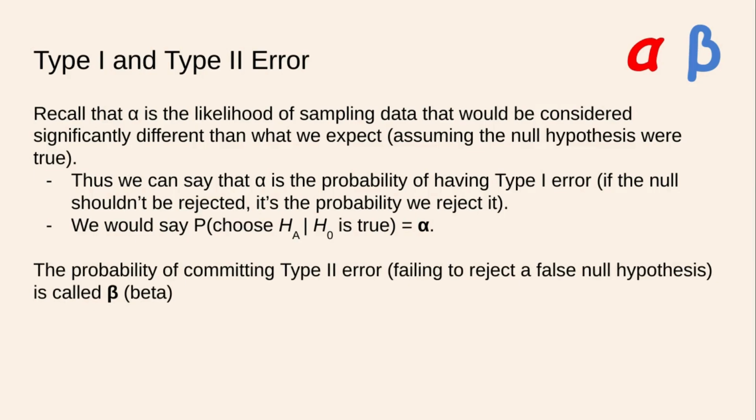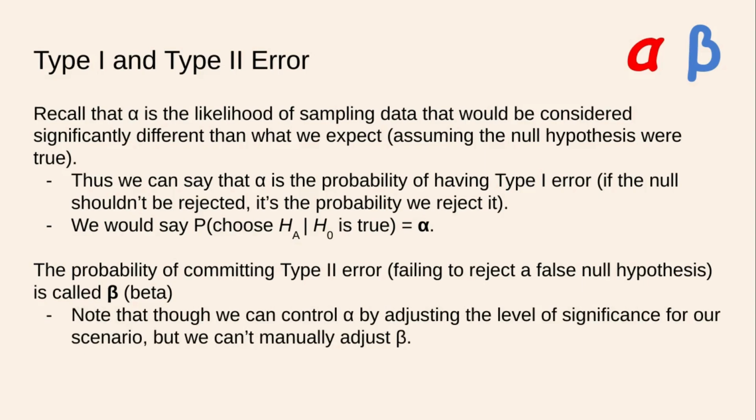The probability of committing type 2 error is a little more esoteric, all right? It's a letter that we have not seen before. We'll see it later in a different context, but it is a letter that we haven't really seen much before, and that is failing to reject a false null hypothesis. That is called beta. All right, so the probability of committing type 1 error is alpha. We've seen alpha before. It's our level of significance. Beta is the probability of committing type 2 error. That's the odds that we fail to reject a false null hypothesis.